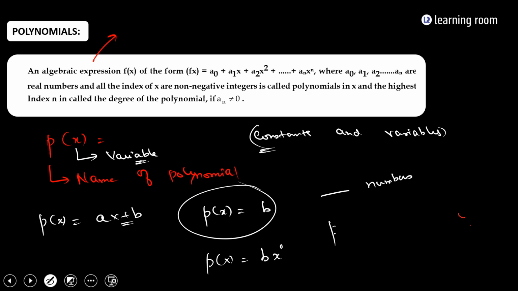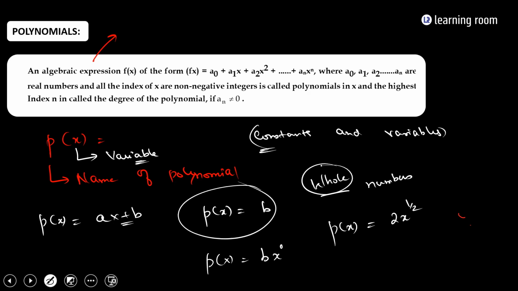See, for example, I put a question like this: P of x is equal to 2 into x power half. Is it a polynomial? No, sir. Why? Because the power should only be whole numbers. The power should always be a whole number. Are you able to understand? So for any mathematical expression to be called a polynomial, the power of the variable should always be a whole number. Right?